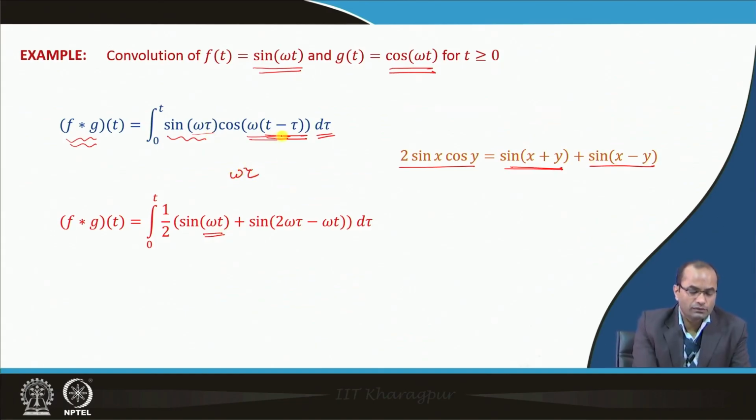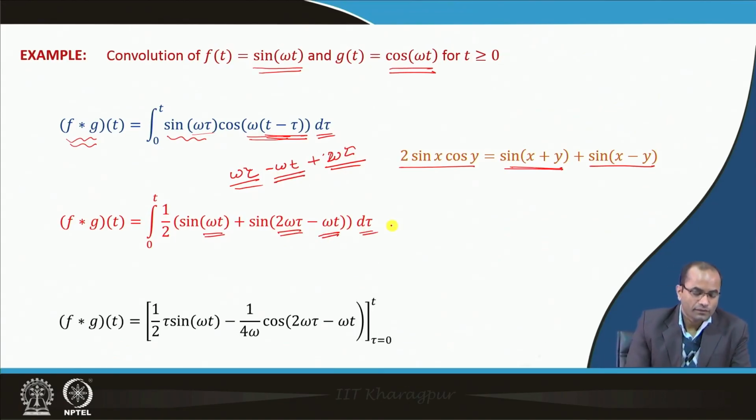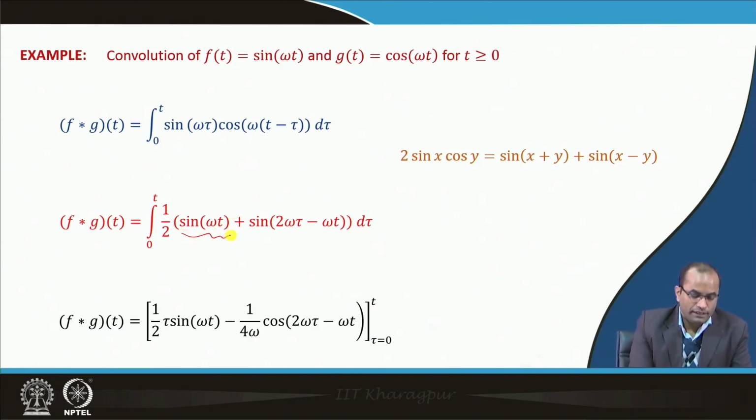So, we have omega tau minus omega t, and then minus minus again, here this will be plus. So, 2 omega tau, and minus omega t, and then we have this d tau, which we can integrate easily, because here we have sin omega t, and we are integrating with respect to tau, so that will be treated as a constant. So, we will get tau there, with the upper limit t and minus 0, which will introduce t there.